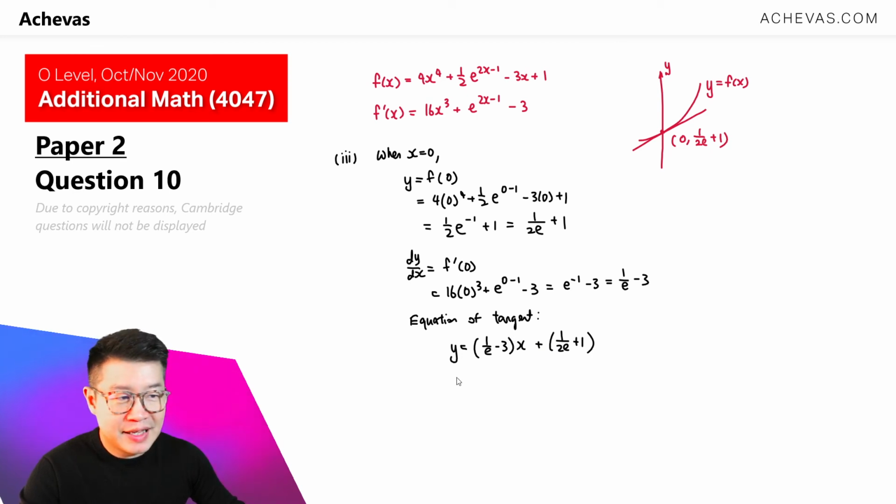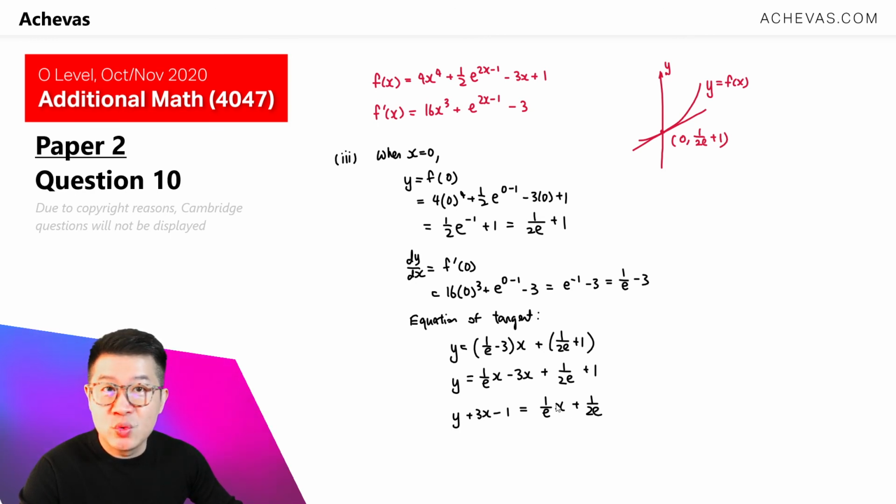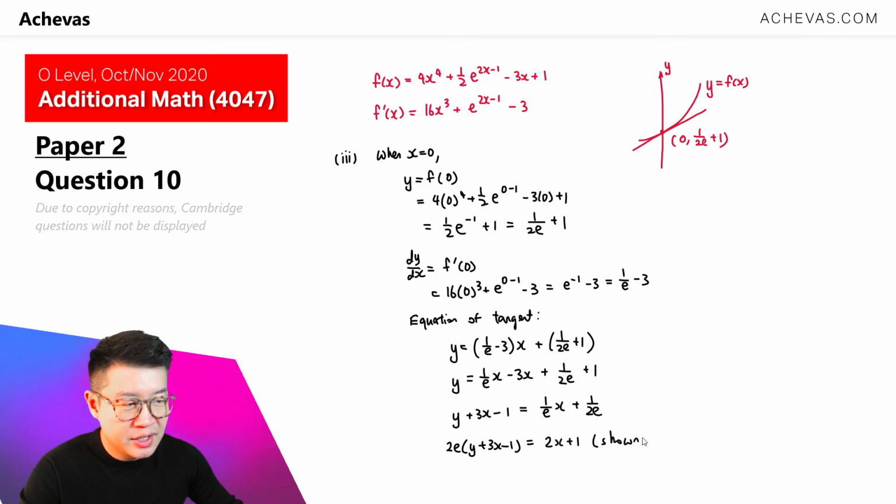So to manipulate this, let's expand it. So y is equal to 1 over e x minus 3x, plus 1 over 2e plus 1. If I bring this and this across to the left-hand side, you'll have y plus 3x minus 1 is equal to 1 over e x plus 1 over 2e, because we do see this as part of what the question wants us to show. Then multiplying throughout by 2e, I will have 2e times y plus 3x minus 1 is going to be equal to 2x plus 1. And this is what the question has been asking us to show.